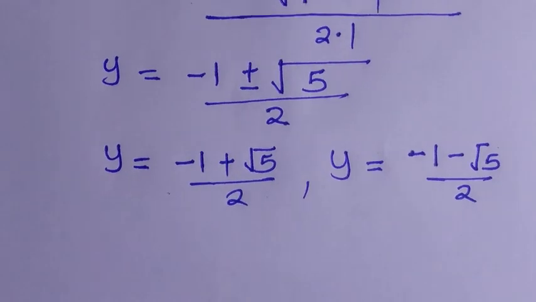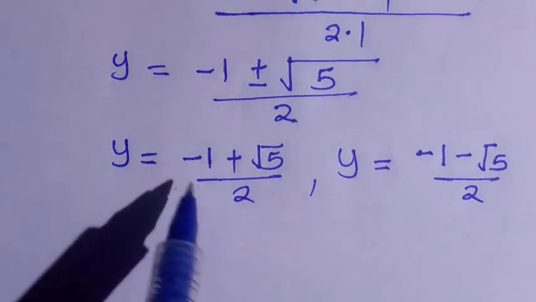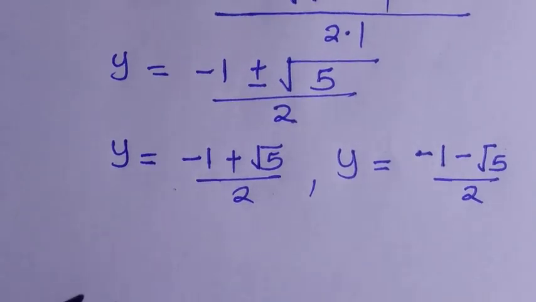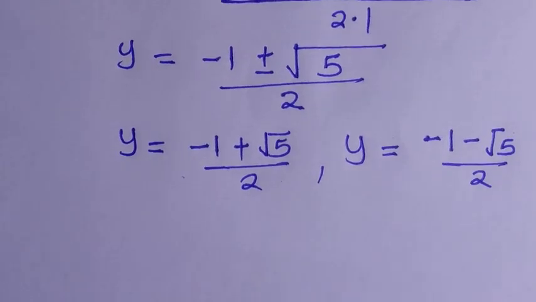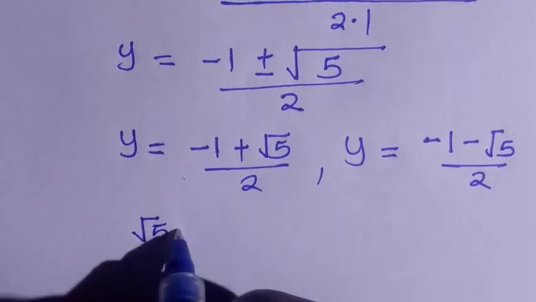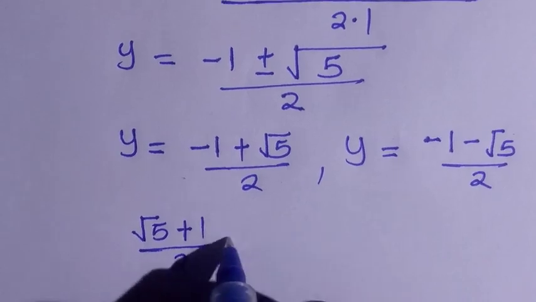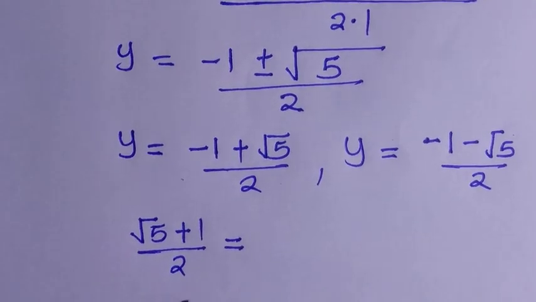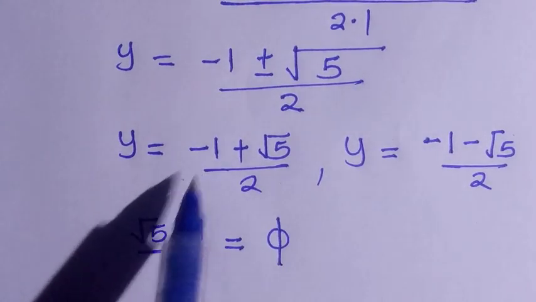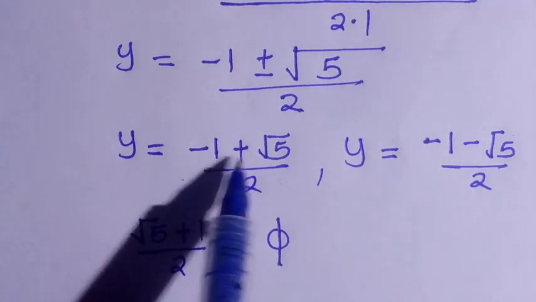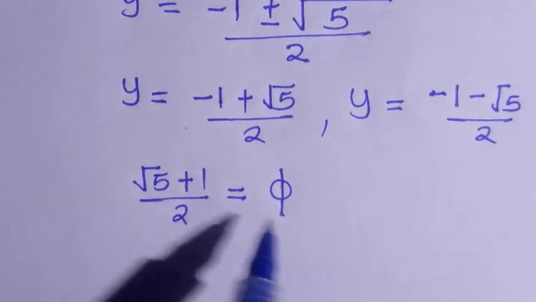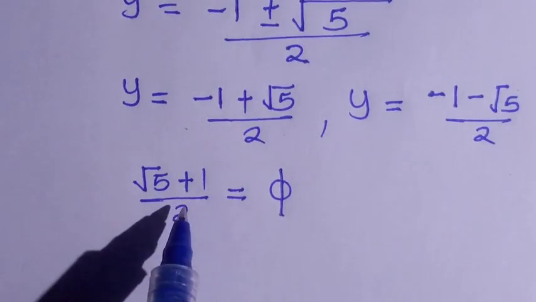But on getting to this stage, this first solution, which is minus 1 plus root 5 divided by 2, I want to know how familiar we are with this number. If you have root 5 plus 1 divided by 2, someone might have already guessed that this is the golden ratio. But what we have here is negative. So anytime we have negative 1 plus root 5 over 2, which almost resembles this, it shows that it is the conjugate of this one.